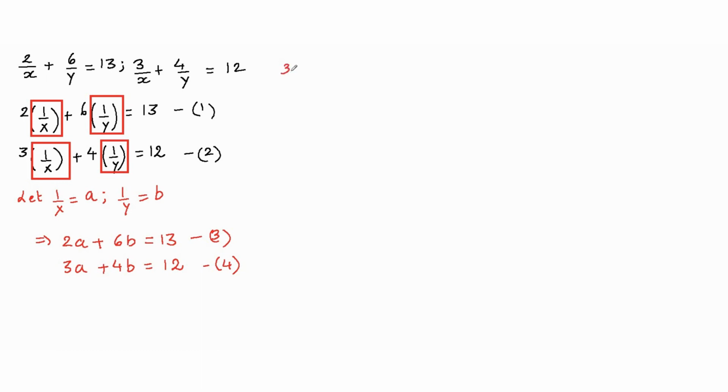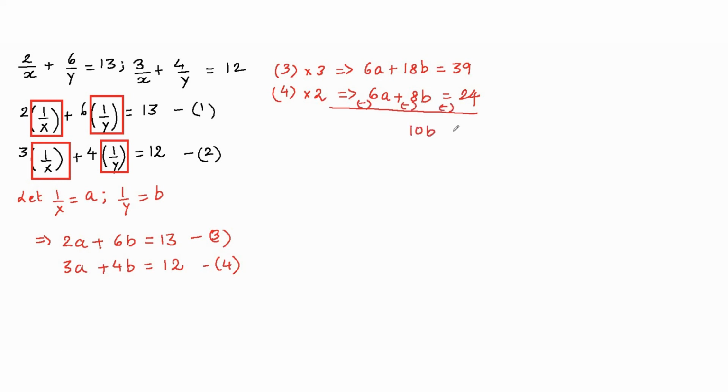I am going to multiply the third equation by 3 and the fourth equation by 2. So when I multiply the third equation by 3, I get 6a plus 18b is equal to 39. And when I multiply the fourth equation by 2, I get 6a plus 8b is equal to 24. So when I subtract now, 6a minus 6a cancels. So 18b minus 8b is 10b. 10b is equal to 15, which means b is equal to 15 upon 10, and therefore b is equal to 3 upon 2. So this is the value of b that I have got.